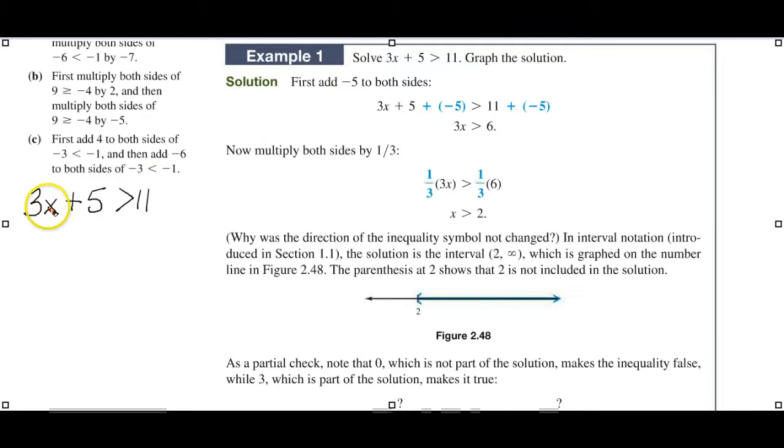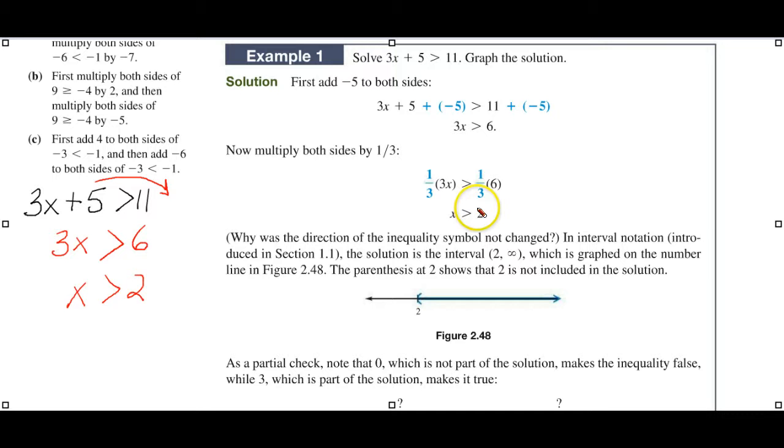So here's a pretty standard inequality statement. We're going to transpose the 5 to get it on the other side. So we have 3x is greater than 6. On this side it becomes a negative 5. We're going to then divide both sides by 3. So we get x is greater than 2.